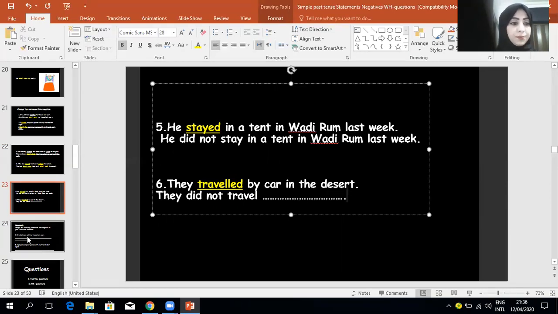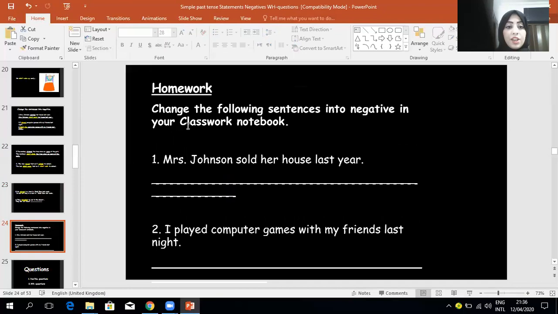Understood, teacher? Homework, change the following sentences into negative in your classwork notebook. You have to rewrite both of these sentences in your classwork notebook and change them into negative statements.